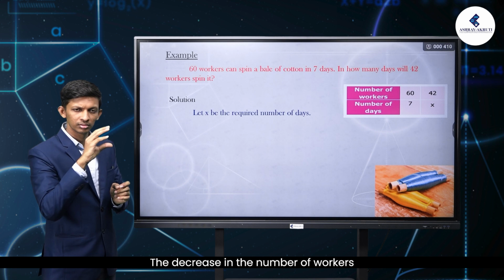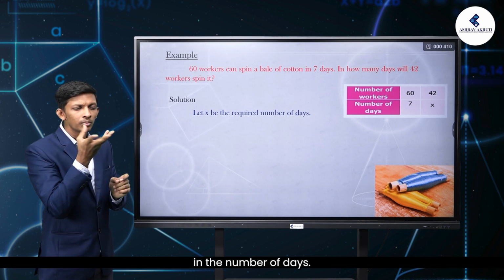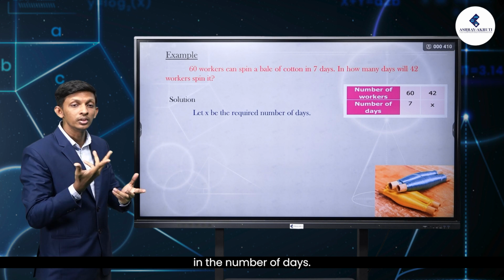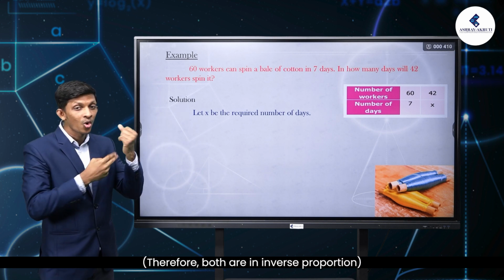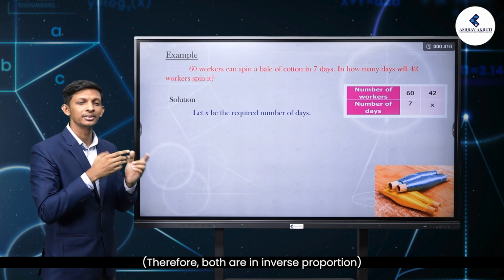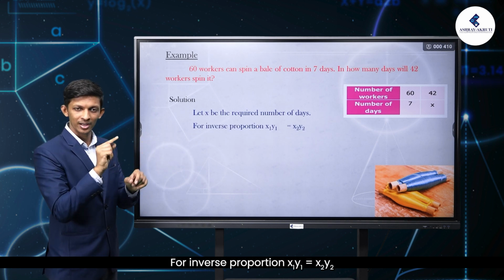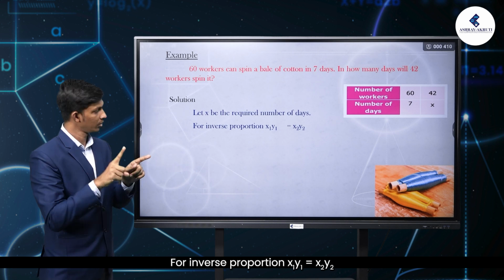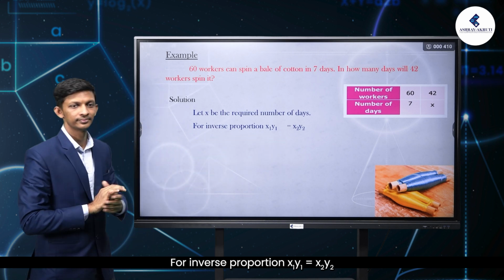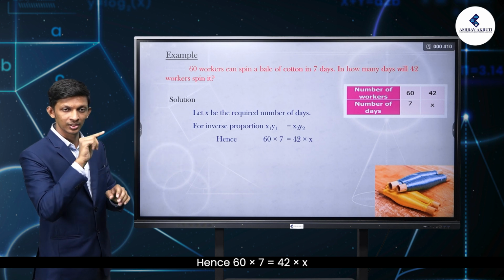The decrease in the number of workers leads to an increase in the number of days. Therefore, both are in inverse proportion. For inverse proportion, x1 y1 is equal to x2 y2. Hence, 60 into 7 is equal to 42 into x.